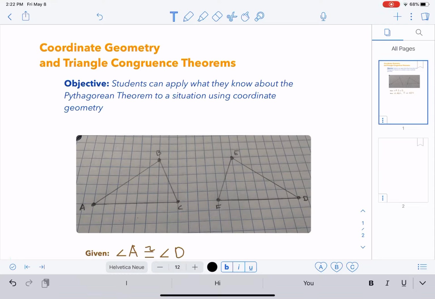That's going to allow us to prove that triangles are congruent using some of our triangle congruence theorems and without having to go into elaborate proofs or anything along those lines. Okay, so, and I also want to review some work on the Pythagorean theorem that we've done in the past here as well. So this is going to be a quick video, hopefully.